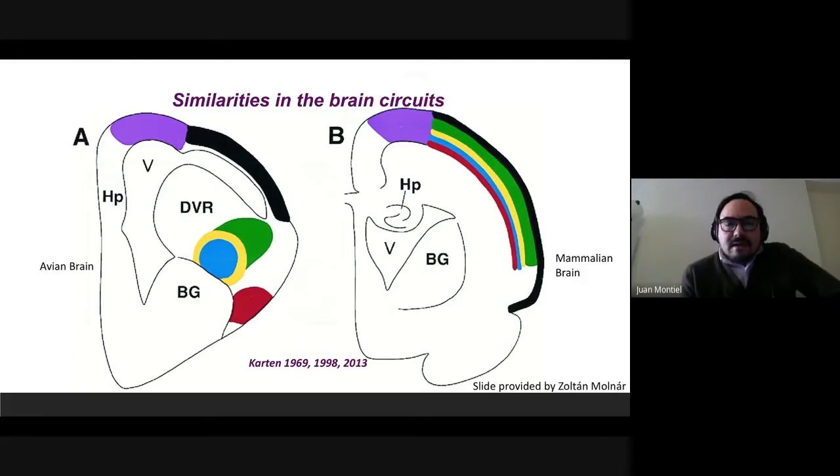Well, very early, Professor Harvey Karten described that there were similarities in the brain circuits between the avian brain at the left and the mammalian brain at the right side. Basically, these two brains are very different. For example, the cerebral cortex that we can see in the mammalian brain in the dorsal part, here in different colors, we can't see that space or that region in the avian brain.